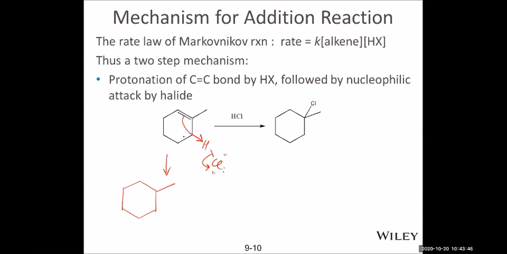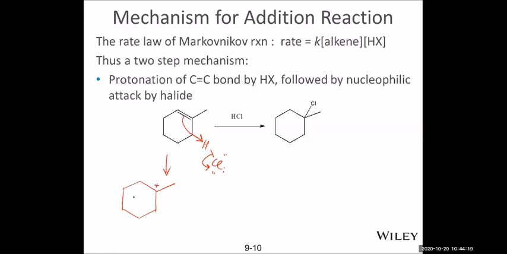When this double bond attacks the hydrogen to form a carbocation, the hydrogen can attach to either carbon. If hydrogen attaches here, the positive charge is over here. If hydrogen attacks here, then the positive charge will be here. Between these two, this carbocation is secondary. This carbocation, if this one has a positive charge, is more stable; it's tertiary.